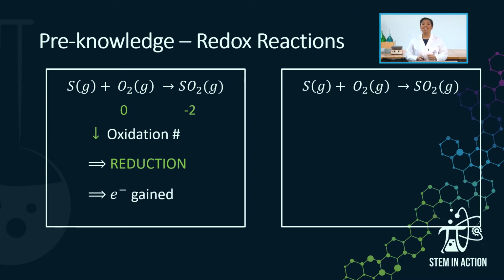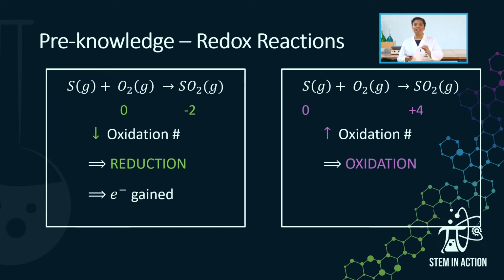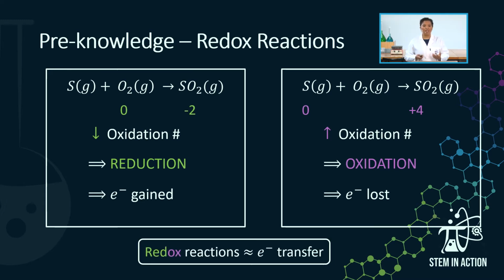If we now consider sulfur, sulfur again is a solid, it's neutral, its oxidation state is 0. In sulfur dioxide, it changes to +4. That is now the opposite. There's been an increase in oxidation number, and this process is called oxidation. In order for oxidation to happen, we need to involve a loss of electrons. So, in summary, redox reactions involve a transfer of electrons.